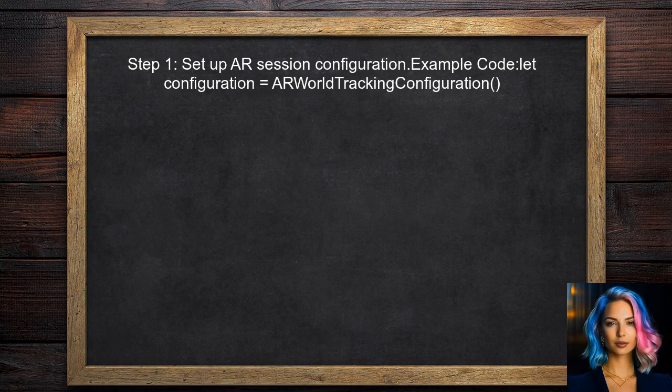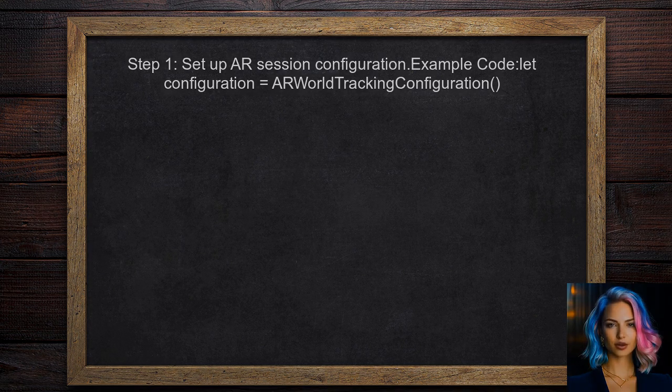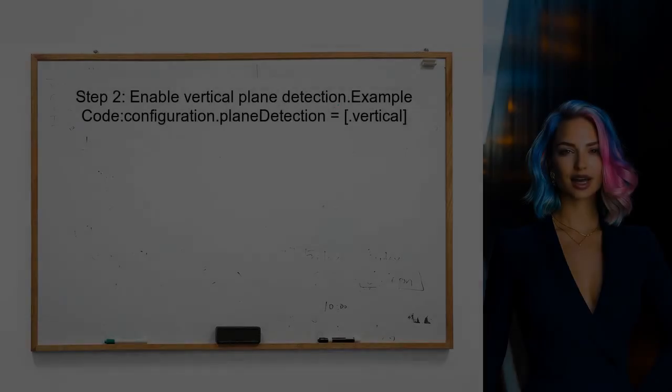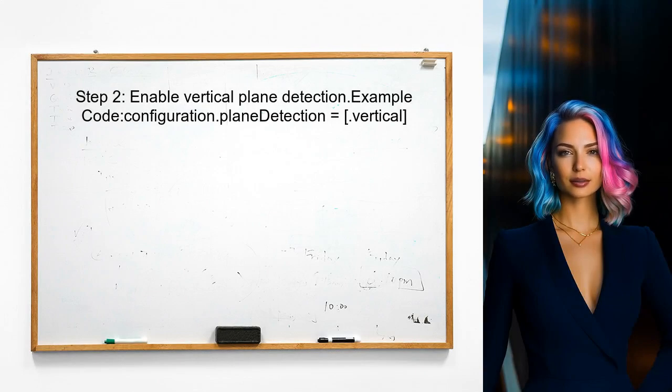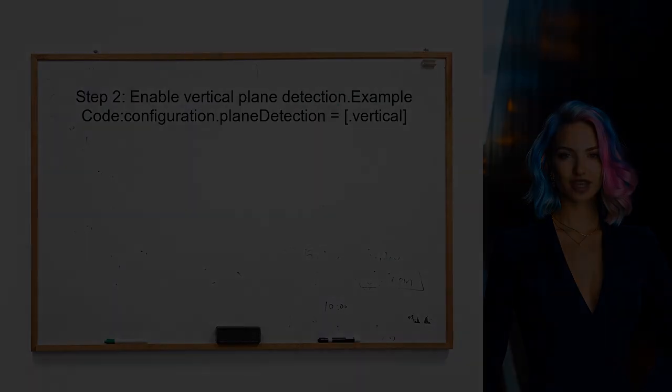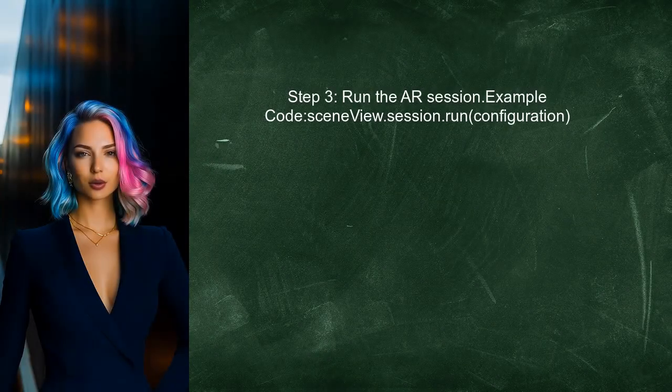To begin detecting vertical planes in ARKit, the user needs to set up the AR session configuration. This involves creating an instance of AR World Tracking configuration. Next, the user should enable plane detection for vertical surfaces. This is done by setting the plane detection property to include vertical planes. After configuring the session, the user must run the AR session with the updated configuration. This allows ARKit to start detecting vertical planes.